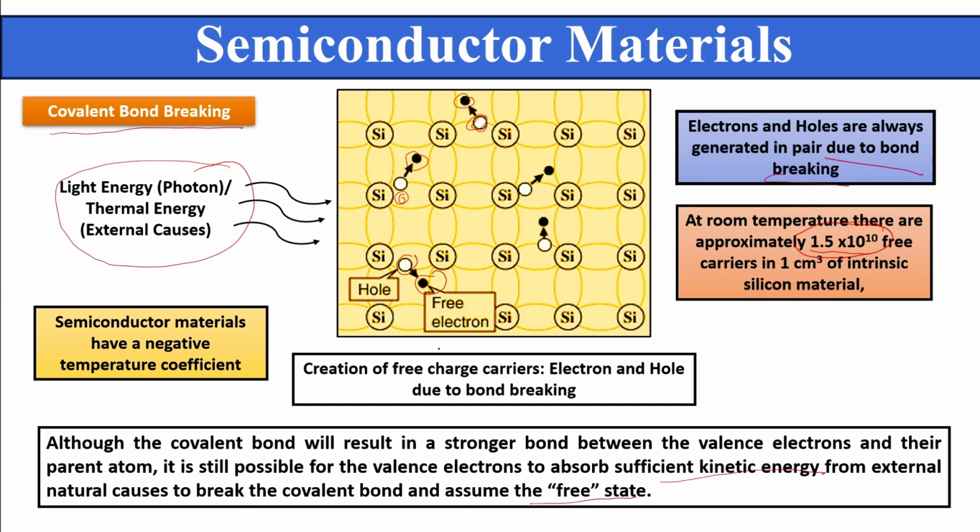The generation of electrons or holes always occurs whenever your semiconductor material gets some external energy in the form of light or heat, and bonds start breaking. Electrons and holes are always generated in pair whenever the bonds break.